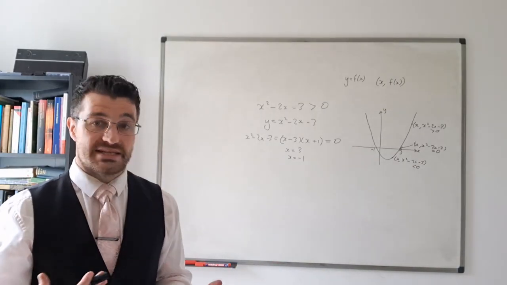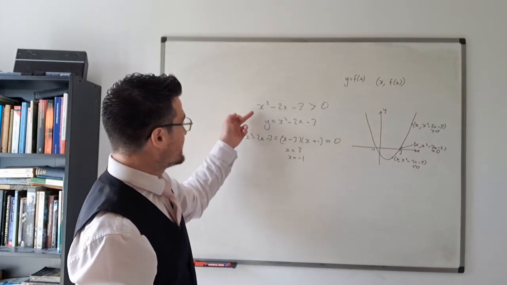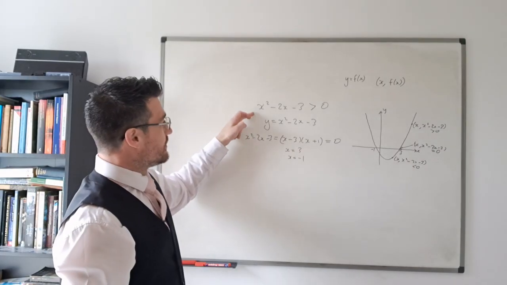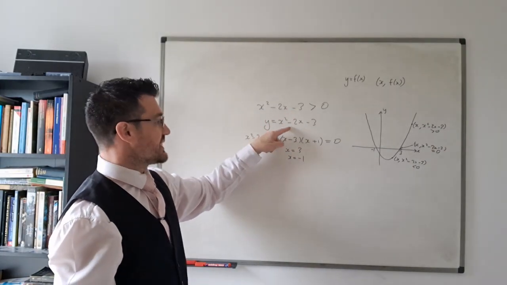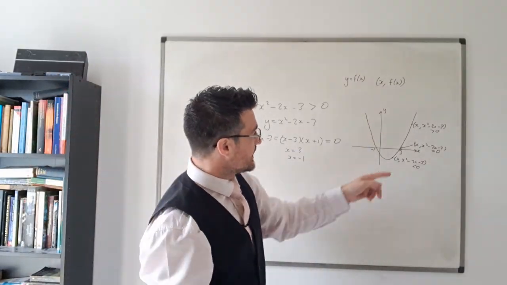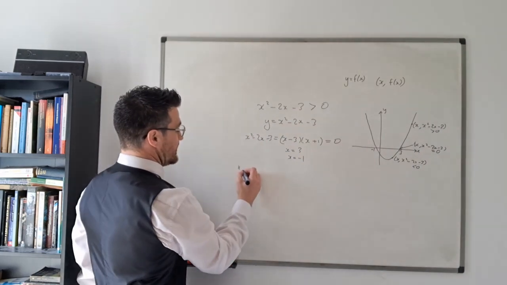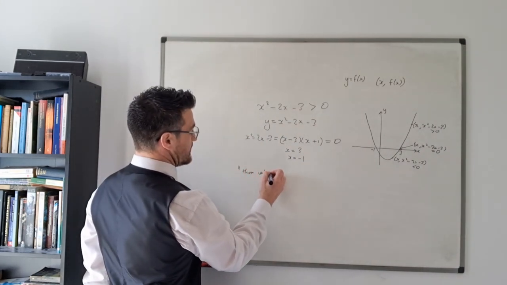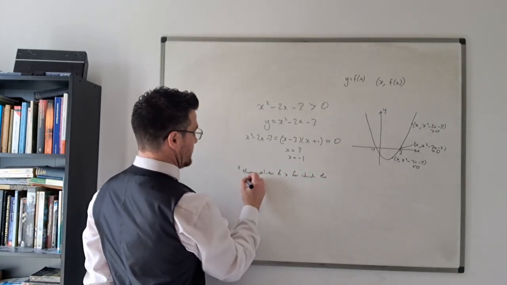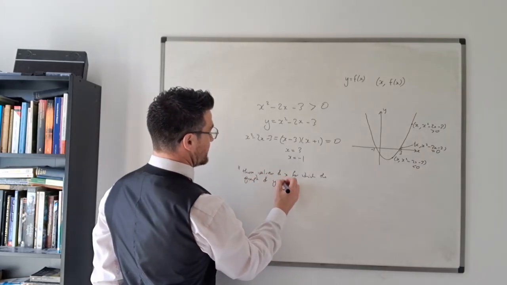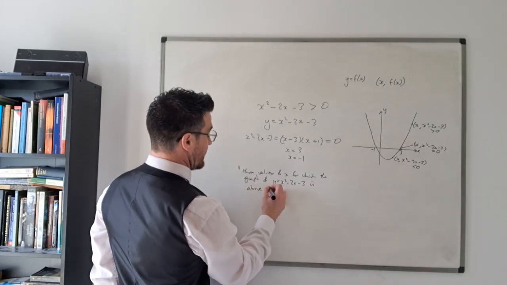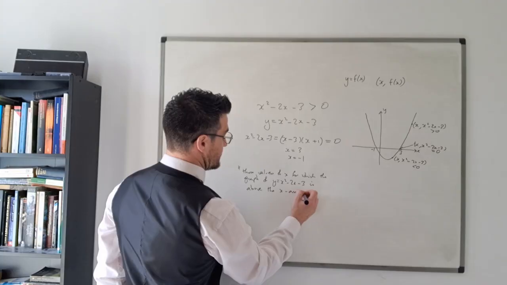Okay, why is this useful to me? Because this effectively is asking me for those values of x which correspond to points on the graph of y equals x squared minus 2x minus 3 which are above the x-axis. Okay, so that's how I would interpret this. Those values of x for which the graph of y equals x squared minus 2x minus 3 is above the x-axis. Okay?